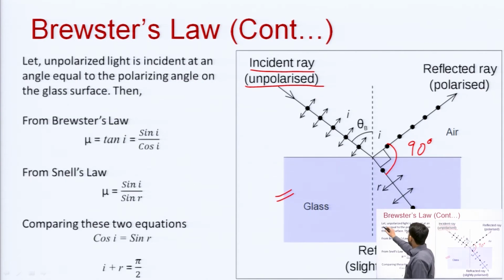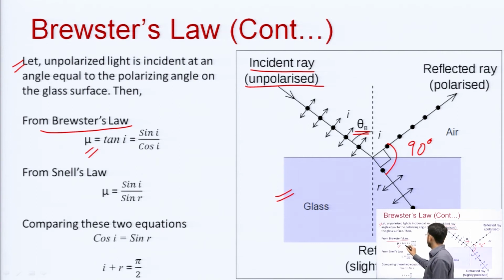So, let unpolarized light be incident at an angle equal to the polarizing angle. Let us consider that this is the polarizing angle and we are writing it as theta b, Brewster's angle. According to Brewster's law, the refractive index of glass mu is equal to tan theta b, or tan I, the incident angle. We can write it as sin I upon cos I.